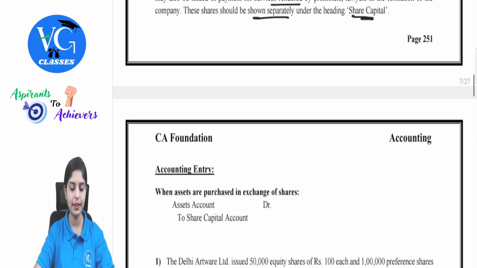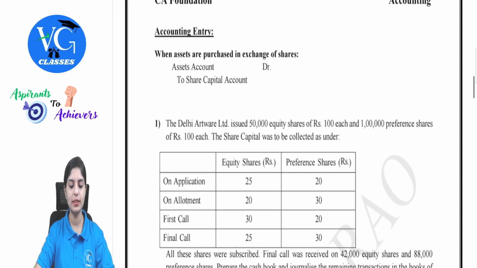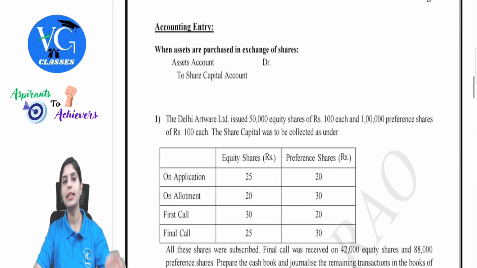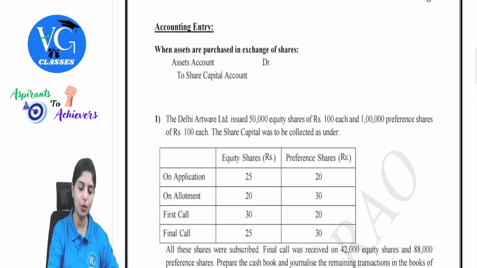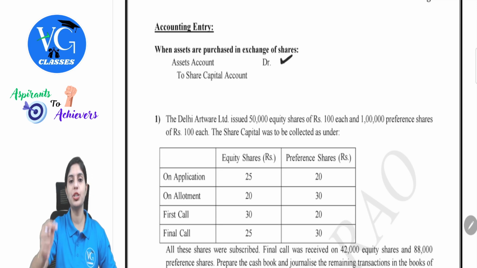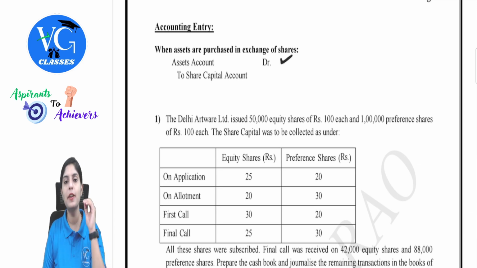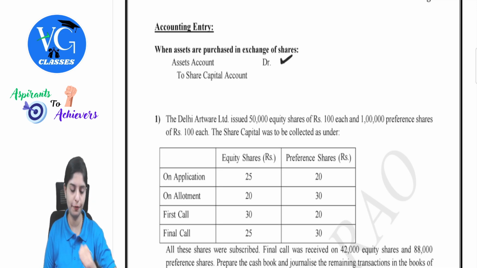So what will be the entry when the assets are purchased in exchange of shares? When the asset is purchased, the asset is coming to your business, so we'll debit it. So asset account debit. You are issuing shares with respect to the payment. If I had made payment, the entry would have been asset account debit to cash or bank. Since we are issuing shares, the entry is asset account debit to share capital account. I hope this is understood to all of you.